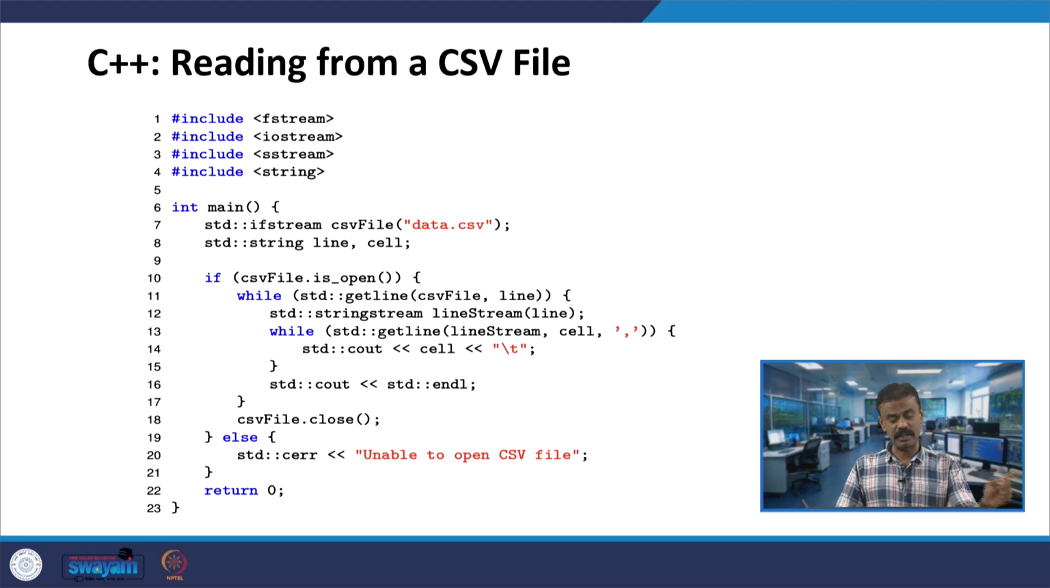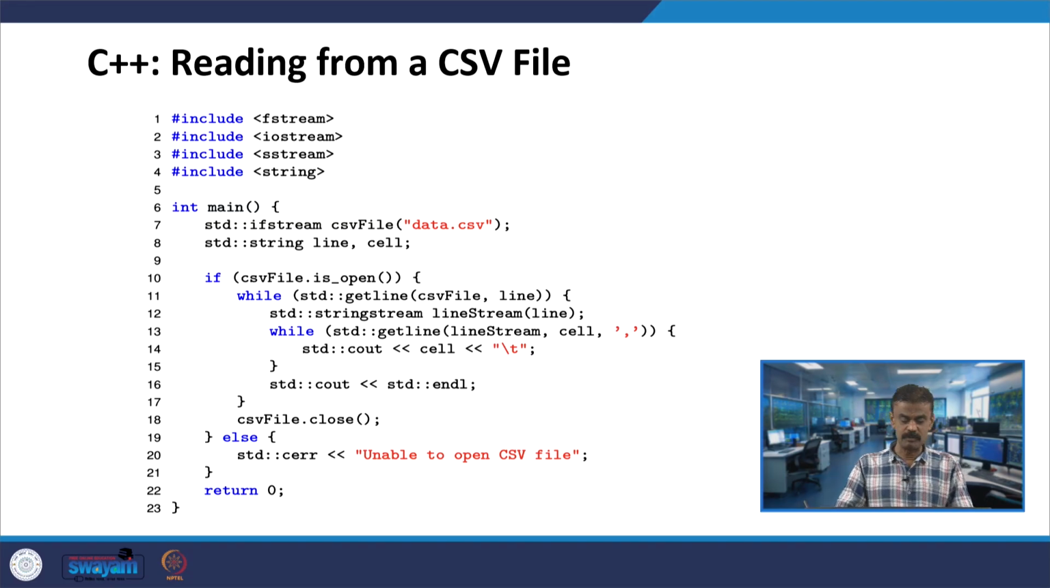Now if csvFile, which is an object, can open this data.csv, it goes into the while block, while you have getline. You may have, let us say, 10 lines. The first line will be copied into line, that is the meaning of getline.